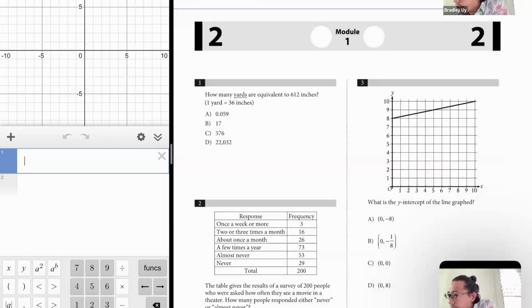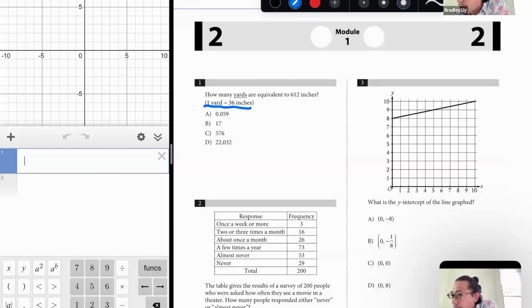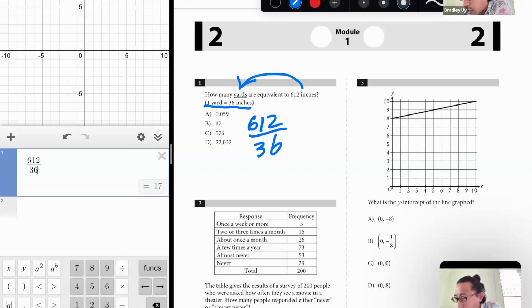Question one is, how many yards are equivalent to 612 inches? You're told the conversion formula right here: 1 yard is 36 inches. If we're going from inches to yards, yards is a bigger unit of measurement, so we'll need fewer of them. So we're going to take 612 divided by 36. Here's my calculator on the side, 612 divided by 36, and I get an answer of 17. So the answer is B.